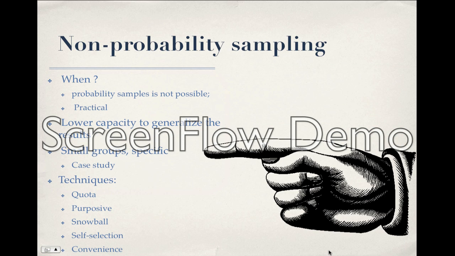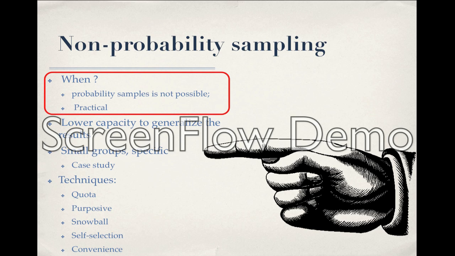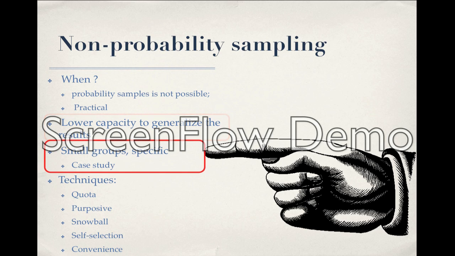So now we're going to talk about non-probability sampling. You only use non-probability when you cannot use probability. Probability is the best method, but sometimes it's difficult to do so. And then you use non-probability, which is more practical and less expensive. So in practice, it's the most used way, even though it shouldn't be, because it has a lower capacity to generalize the results. It's mostly used in small or specific groups, for instance, if you're doing a case study and you already have your sample group.